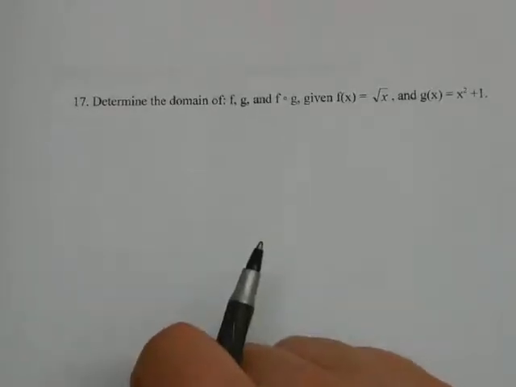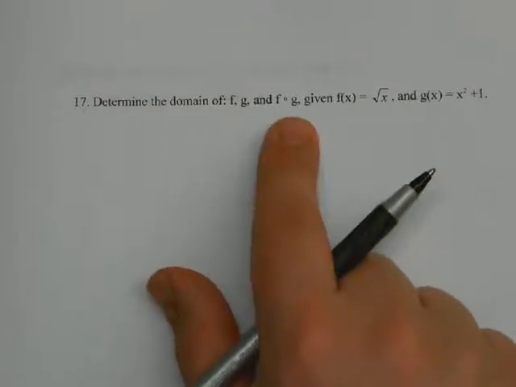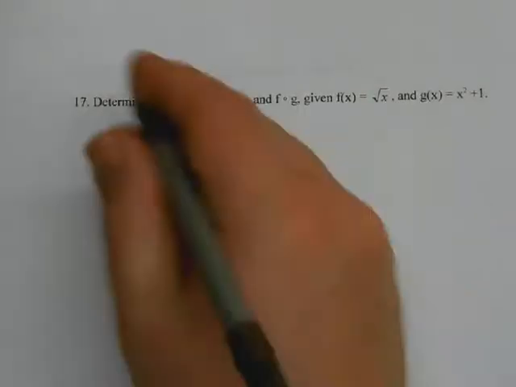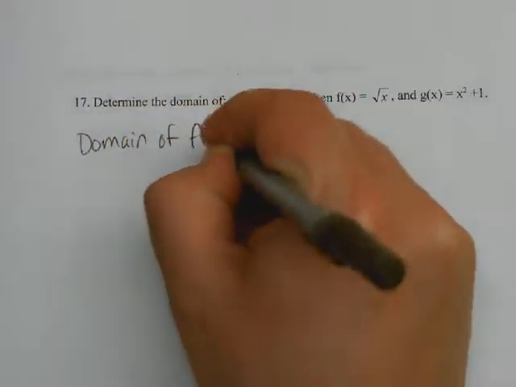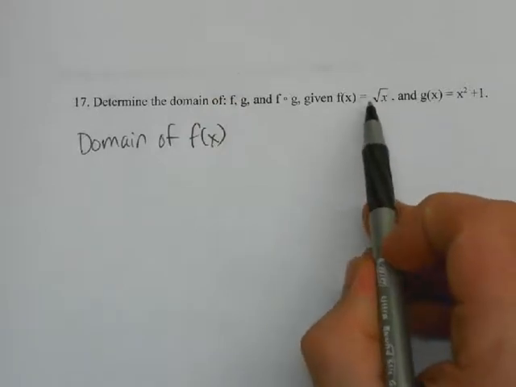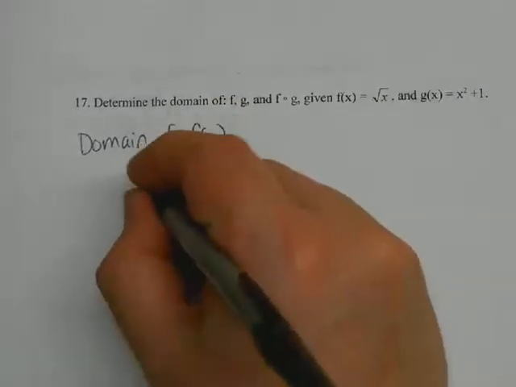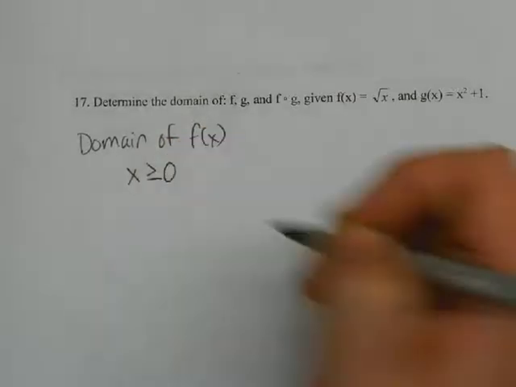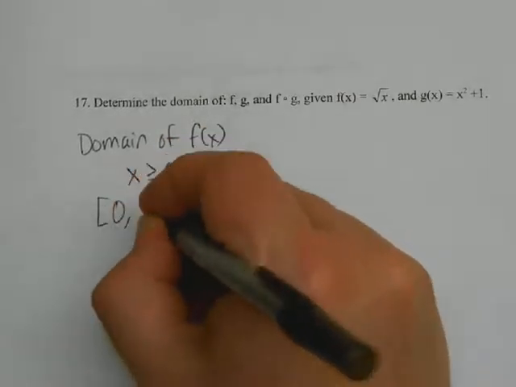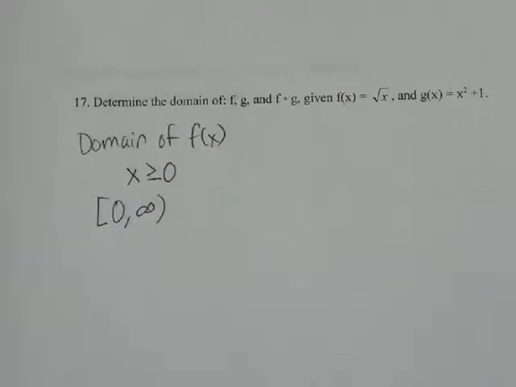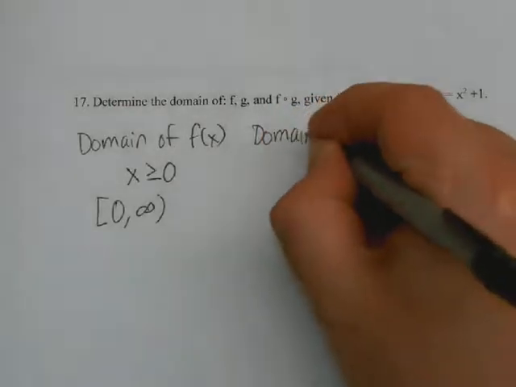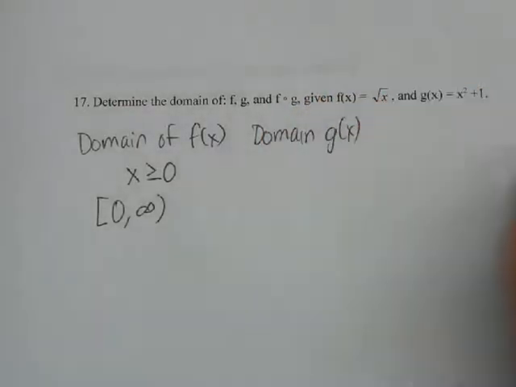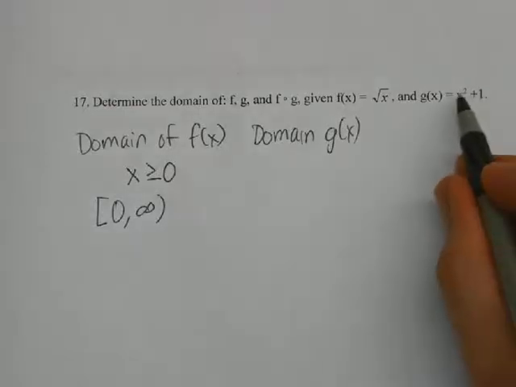Okay, number 17, we're supposed to define the domain of f, g, and f of g of x. So for f, we see a radical. And we know what's inside the radical must not be negative. So it's simply x is greater than or equal to 0. In interval notation, from 0 to infinity. Then for g of x, there's nothing here that restricts the domain, so it's all reals.